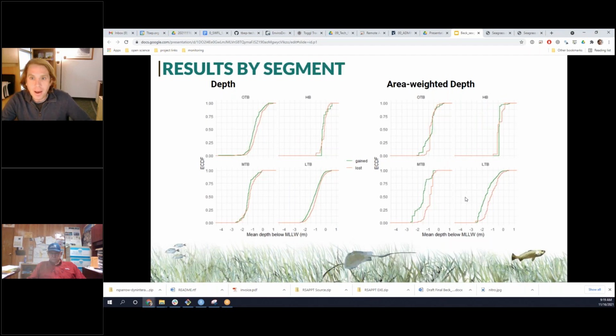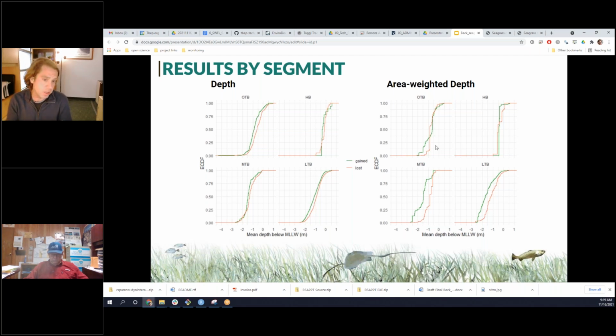And if you break it down by bay segments, same sort of overall pattern. So Old Tampa Bay, shift from shallow to more deeper areas. Similarly for Hillsborough Bay, Middle Tampa Bay, Lower Tampa Bay. Now, when you look at the area weighted changes, it's a little bit more fuzzy. We do see Middle Tampa Bay and Lower Tampa Bay showing the same trends, shift towards more deeper areas. Hillsborough Bay, Old Tampa Bay, it's a little more nuanced depending on where on the CDF curves you're looking. So a bit strange there.